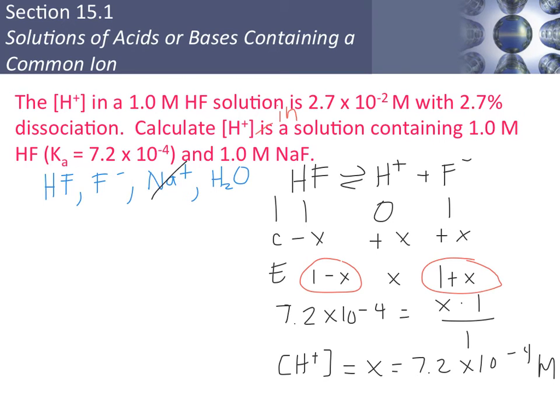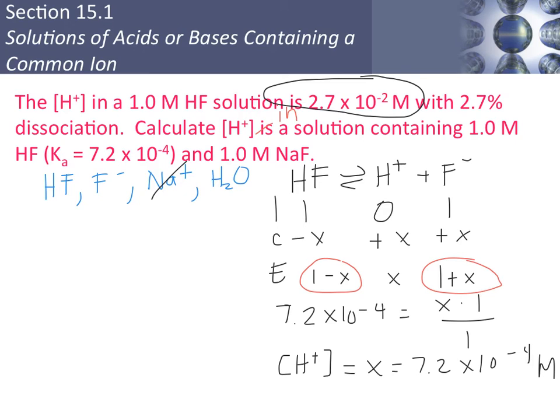x equals 7.2 times 10 to the negative 4th molar. I checked this with the 5% rule and it was acceptable. And then therefore the hydrogen ion concentration is 7.2 times 10 to the negative 4th molar. Notice how this hydrogen ion concentration compares to the hydrogen ion concentration in just a hydrofluoric acid solution. It is much, much less in our solution that contains the common ion fluoride. Therefore, the pH would be higher in our solution that contains the common ion.